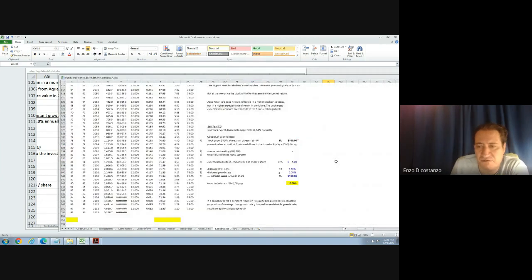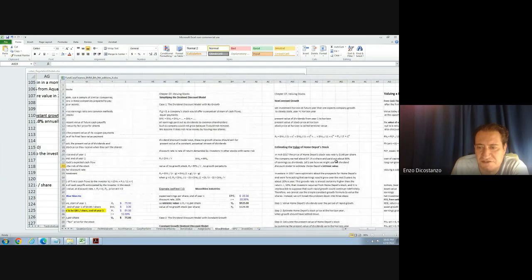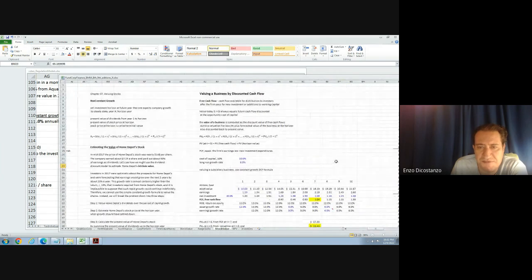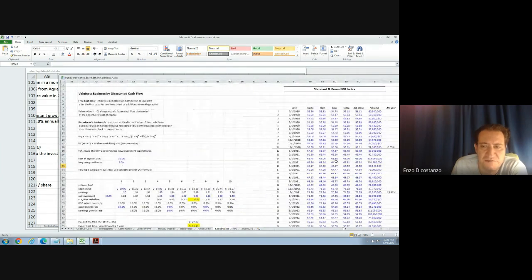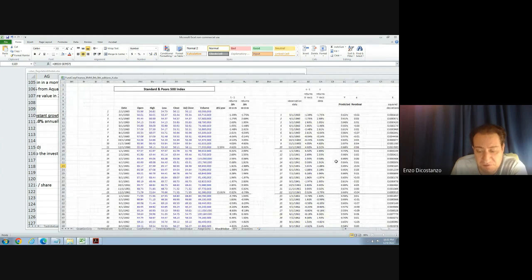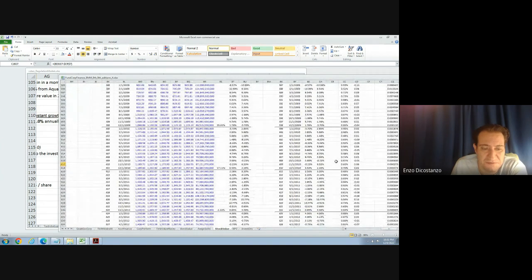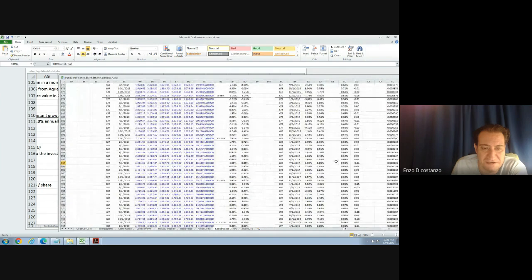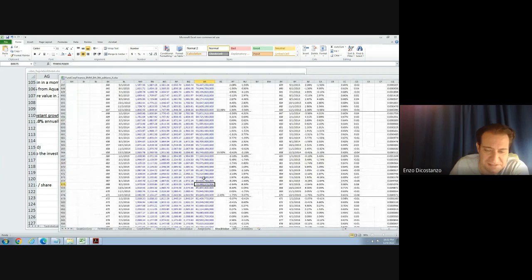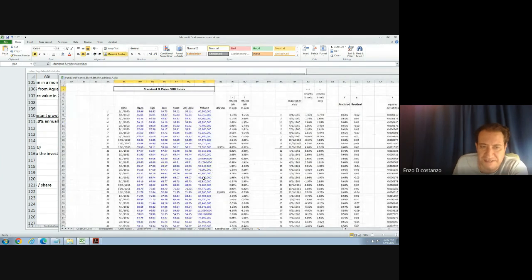Yeah, so what's coming with this is non-constant growth and a little bit of work on Home Depot, valuing a business by the discounted cash flow model, and then this big one, the S&P 500. Sort of the no free lunches discussion, which will be a lot of data. You can see all the data here, the data rows, and we'll update this. This stops at 2019, but we'll update this to current readings on the S&P.